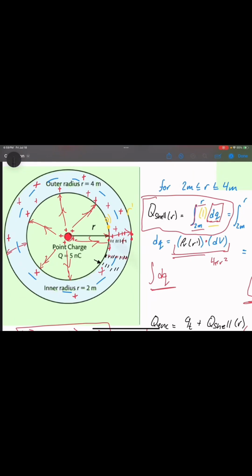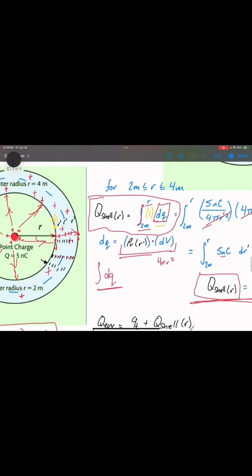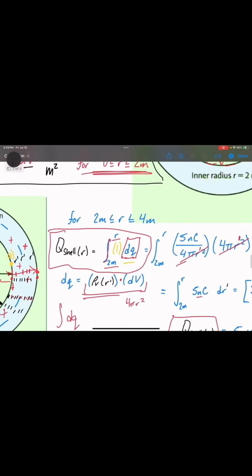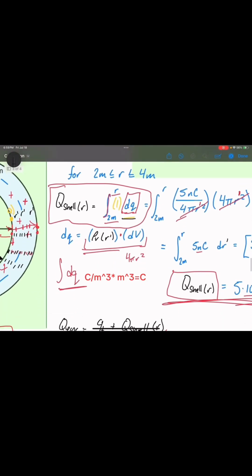Now we must traverse through the conductor at some point r prime. So r prime could be here, r prime could be down here, r prime could be here. How can we develop a mathematical expression that will sum up the changing charge as we move across the radial direction through our conductor? Well, we must perform an integration over a dummy variable for our radius. So for this region, from 2 meters to 4 meters, so only this gray region, as we traverse, we must account for dq.